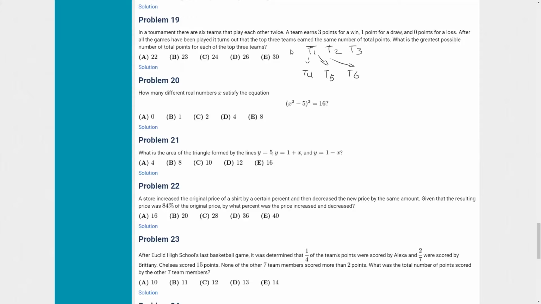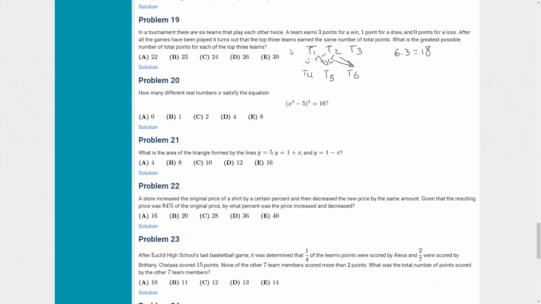So what's going to happen? Team 1 plays team 4 twice, team 1 plays team 5 twice, and team 6 twice. So we're going to let team 1 win all those. So that means that team 1 wins 6 times. 6 times 3 is 18. Same idea. Team 1 beats team 4, 5, and 6 each and every single time. That's 6 games. So team 1 has 18 points, team 2 has 18 points, team 3 has 18 points.